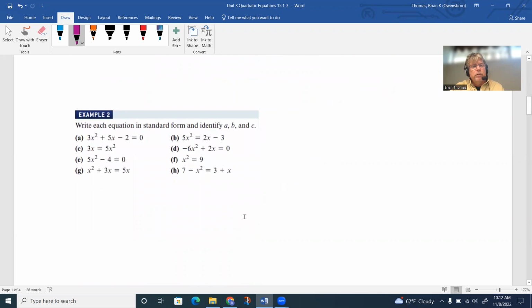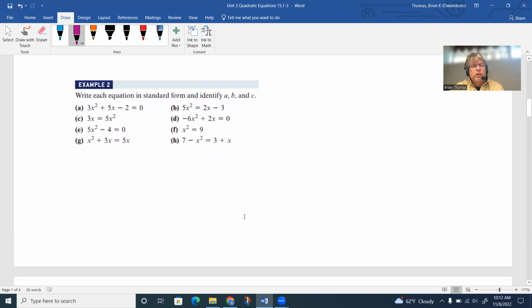So let's take a moment and see if we can write these equations in standard form. Also, we want to identify the a, the b, and the c in these examples. So remember, standard form, we have to have ax squared plus bx plus c is equal to 0. So it's got to be in that form. The a is the coefficient of the quadratic term, the b is the coefficient of the linear term, and the c is the constant. So we have to identify a, b, and c as we move forward.